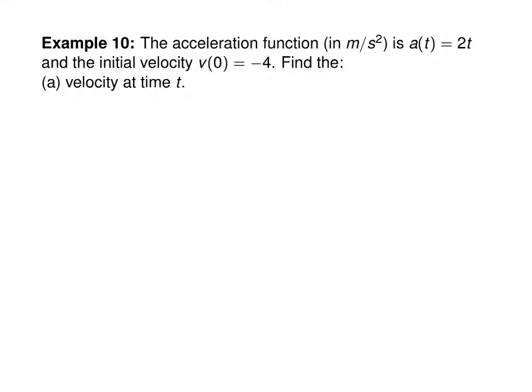Okay, so the acceleration function, I meant to say this was a of t equals 2. So if the acceleration function is this, and the initial velocity is v of 0 is 4, first find the velocity function. So how do you find the velocity function from the acceleration? Antiderivative. So v of t will equal 2t plus c. Don't forget the plus c. C equals -4. So v of t equals 2t minus 4.